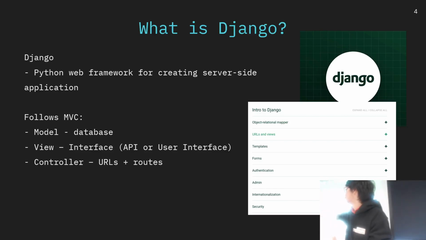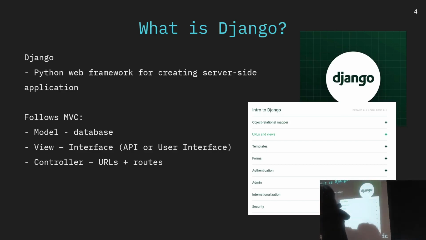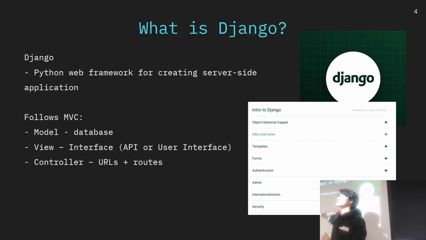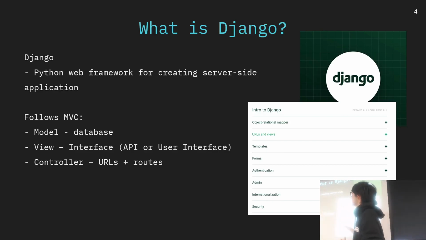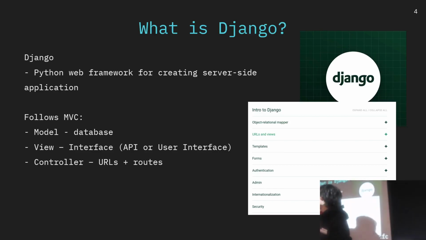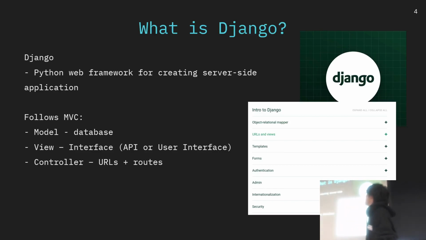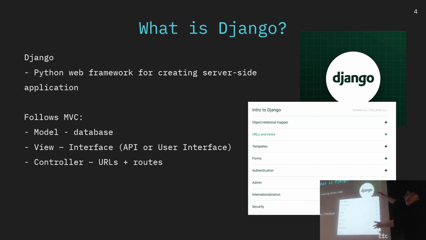You have view, which is the interface. And this interface can either be an application programming interface, API, or a user interface. It depends on what you use Django for, because Django can actually do front-end using some sort of templating, like Jinja, but it's usually used for just plain backend. But you can use it for front-end as well. You also have controllers, which is for URLs and also routes. This is what Django gives you in terms of its features. You have your ORM, URLs and views, templates, forms, authentication, admin, and also all sorts of things.